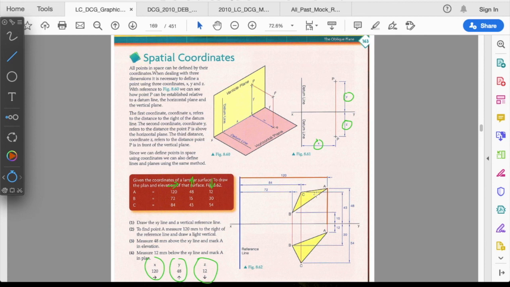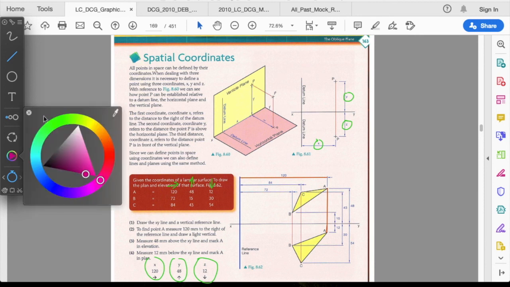That will give you where your point is in your elevation. And then you'll come down your 12, and that will give you where your point is in your plan. Okay.